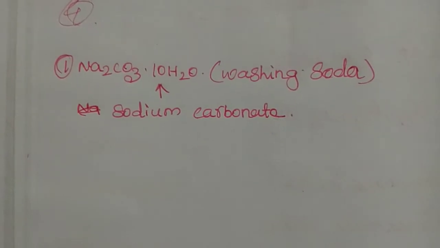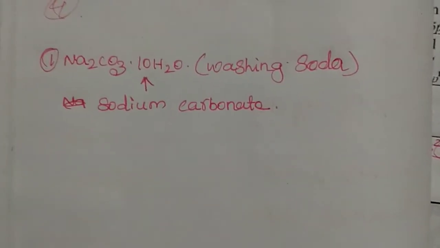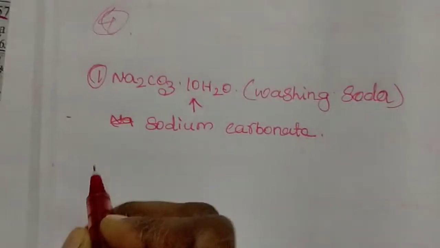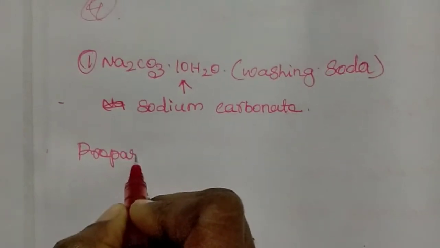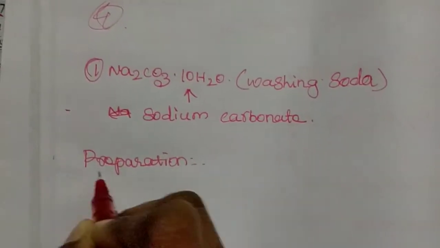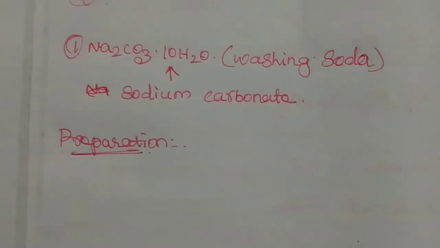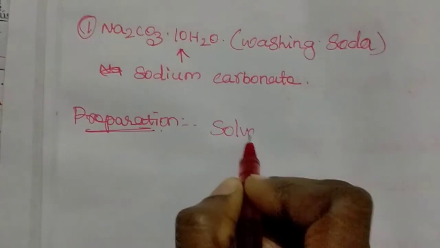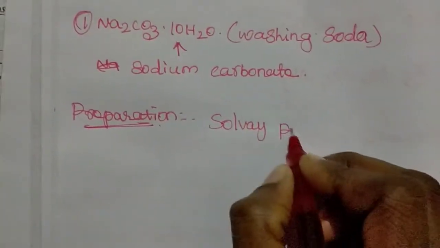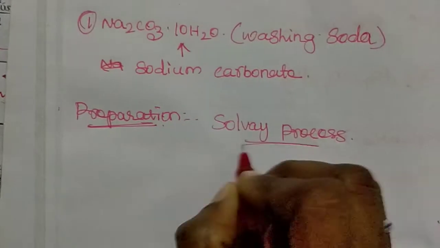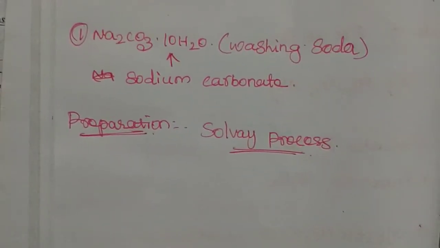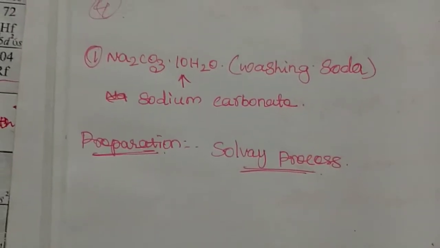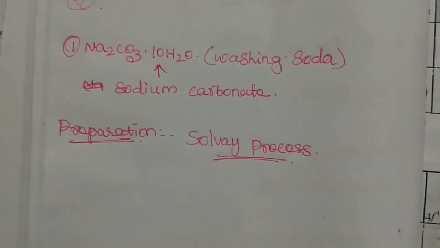First we will move into the preparation, properties and uses of sodium carbonate. First, the preparation of sodium carbonate. One important method to prepare sodium carbonate is the Solvay process. In the Solvay process we have four steps involved in preparing sodium carbonate.